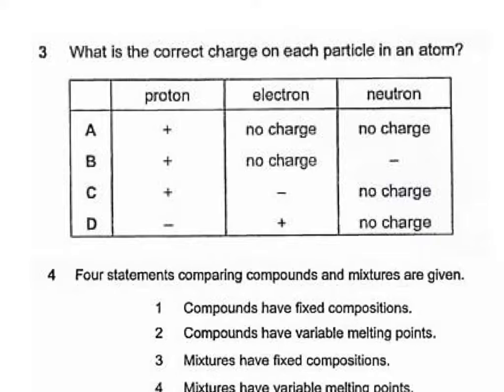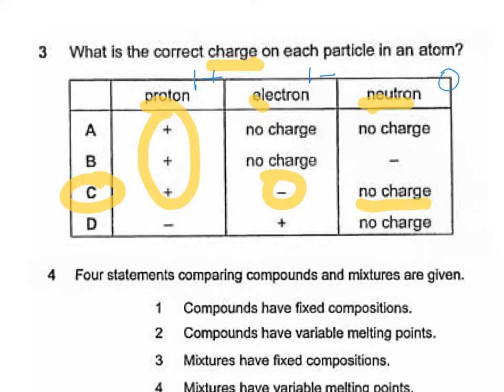Question 3. What is the correct charge on each of the particles in an atom? We know that protons, electrons, and neutrons are the subatomic particles. In terms of charges, protons have a positive charge, electrons have a negative charge, and neutrons, being neutral, have no charge. Answer for question 3 is C.